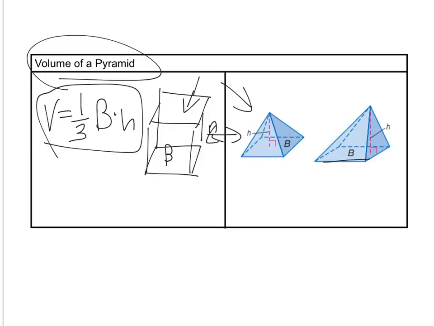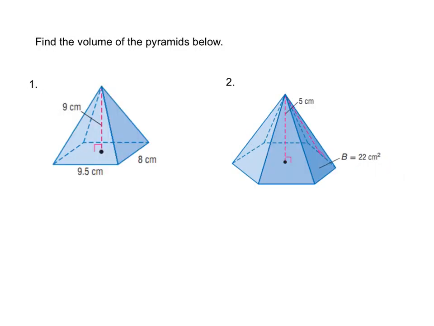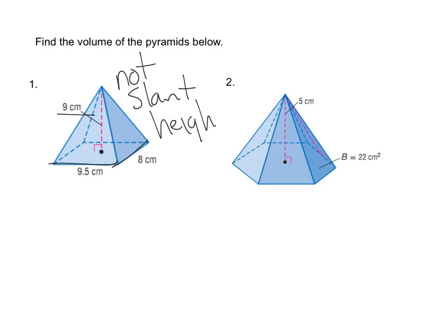Okay, so you're going to take the area of the base times the height, but then divide it by 3. If I take a look here, this is a rectangular base. It's got a height of 9. Notice it's not the slant height. You're talking about the actual height of the thing, not slant height. So make sure you note that. Slant height is for surface area. You need the regular height for the volume.